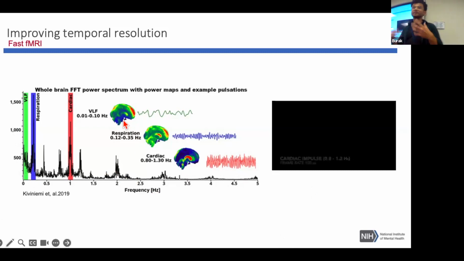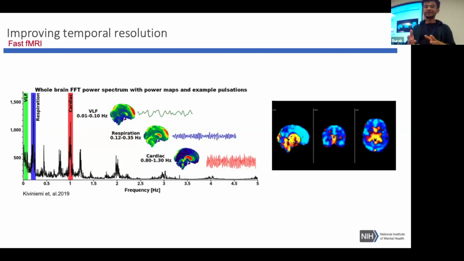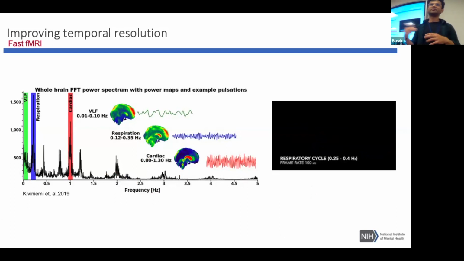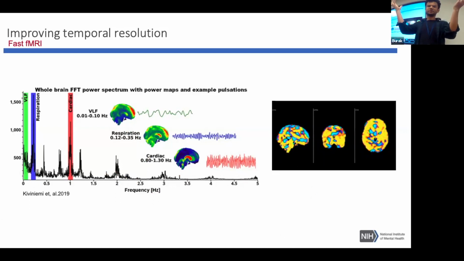Since you have a lot of volume, you can start to create movies of it and understand how these pulsations spread all over the brain. And the fastest one will be cardiac. Obviously, it starts from the inferior part of the brain, and then it just spreads around, which follows the veins and draining veins around the brain.